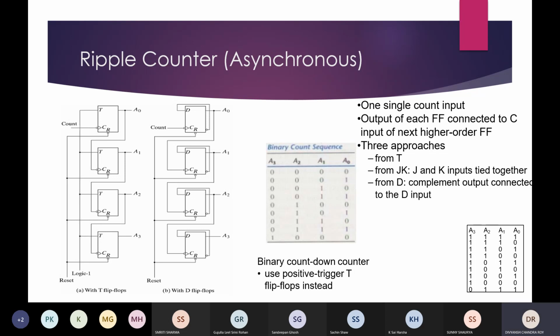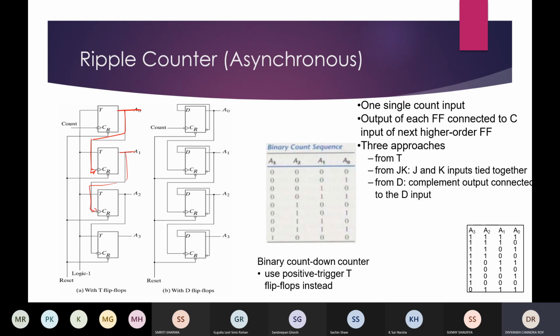This is the circuit of the BCD ripple counter. A BCD counter is a counter that counts from 0 to 9. Here you can clearly see that the output of each flip-flop is fed to the clock input of the next higher order flip-flop. Here, this output A0 is fed to the clock input of the next order flip-flop. Here also it is fed to the next flip-flop. Here it is not fed.